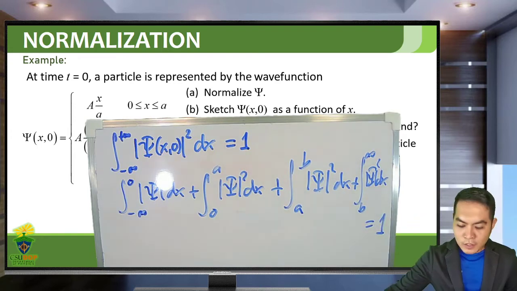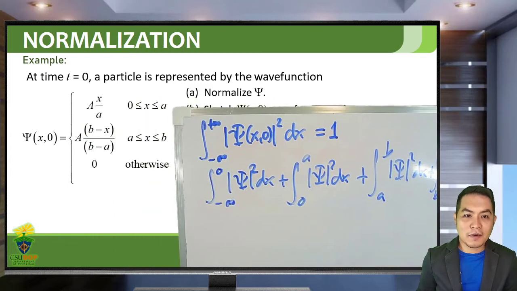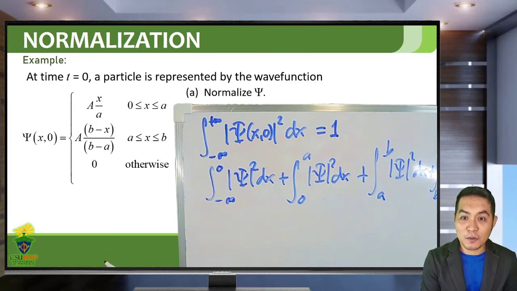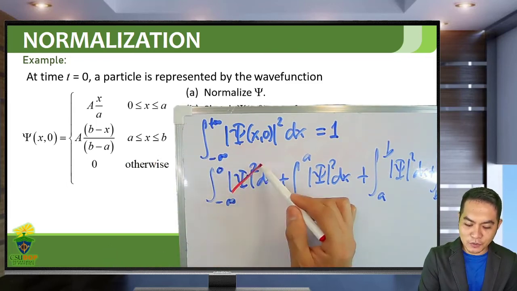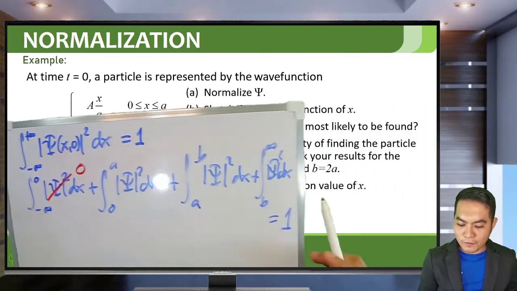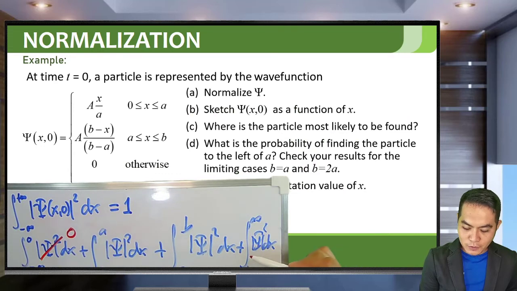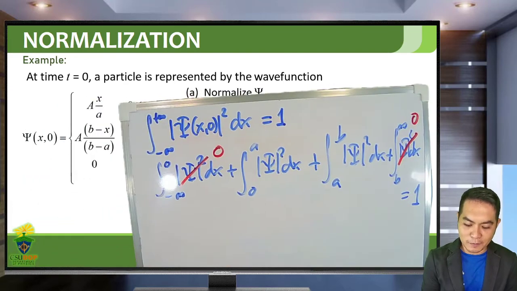Take note that only the intervals 0 to a and a to b have a non-zero wave function. From negative infinity to 0, the wave function psi is 0, therefore the integral is 0. From b to positive infinity, the wave function is also 0, therefore the integral is also 0. So we only need to evaluate these two integrals.